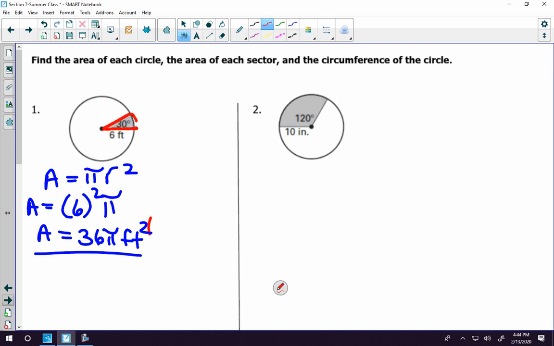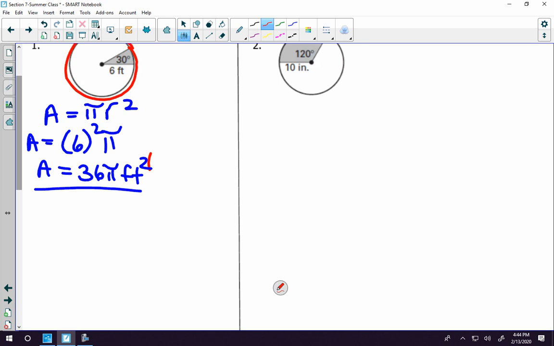But we don't want the area of the whole circle. We want the area of only the sector. So we need a fractional amount of that. How are we going to find that fraction? Well, first question is this. If I start along the arc, go all the way around the arc, come back to the point where I started, how many degrees did we rotate? I'm hoping you would say that we rotated 360 degrees.